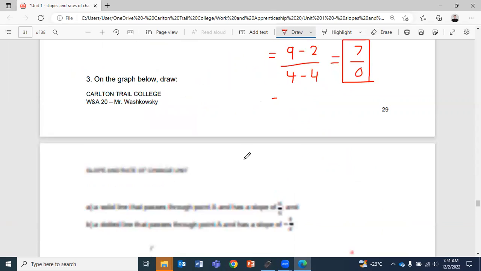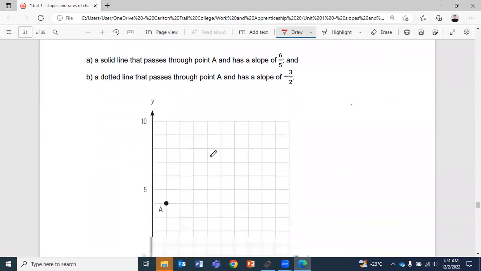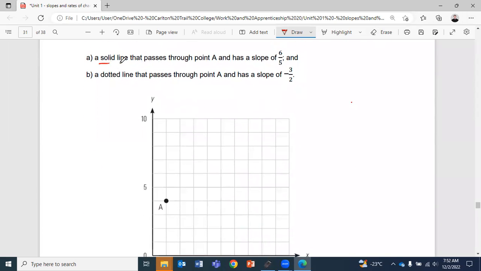Okay. Number 3, on the graph below, draw these 2 things. So a solid line that passes through point A and has a slope of 6 to 5. And then we have a dotted line that passes through point A that has a slope of -3 to 2.